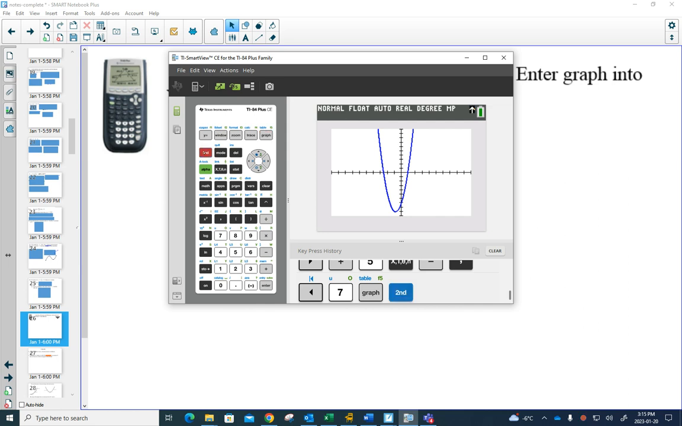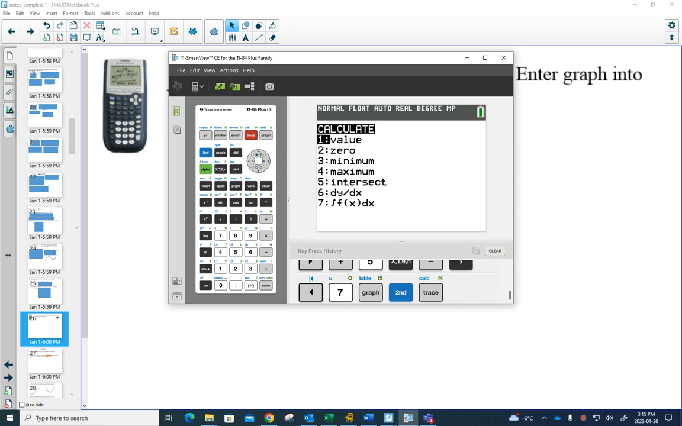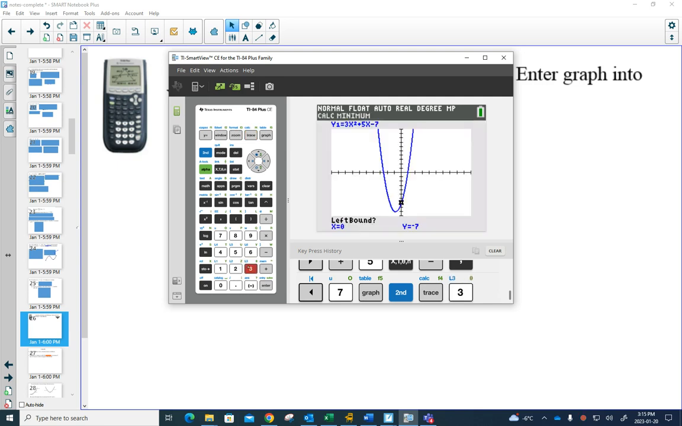And I can go second, above the trace button is calculate. This time I'm finding a minimum. And here's some shortcut stuff. You can either use your arrow keys to go to the left side of the minimum. I'm not to the left yet, I have to arrow over more. So let's say I go far enough. There we go. I'm now to the left side, I push enter. It'll draw a little arrow. Some of the newer ones draw a dotted line. Now we need to go to the right side.